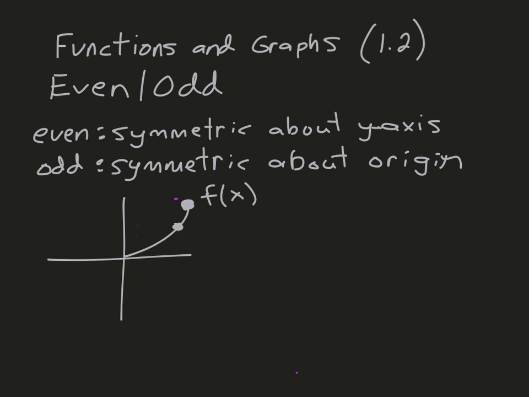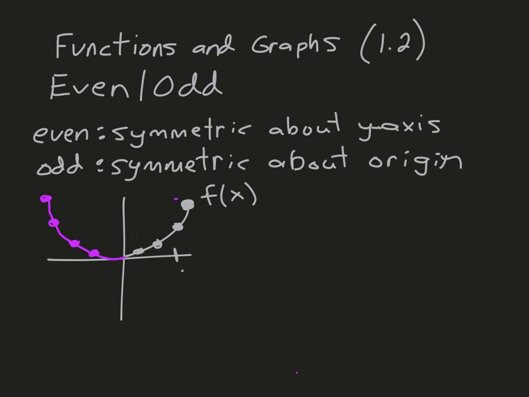Let's say I have some function f of x. You can imagine a sequence of points on that curve. If we want this function to be even, we need it to be symmetric about the y-axis. You can all visualize what that looks like as I draw it in purple. Now I have what looks like an even function. It's symmetric over the y-axis.